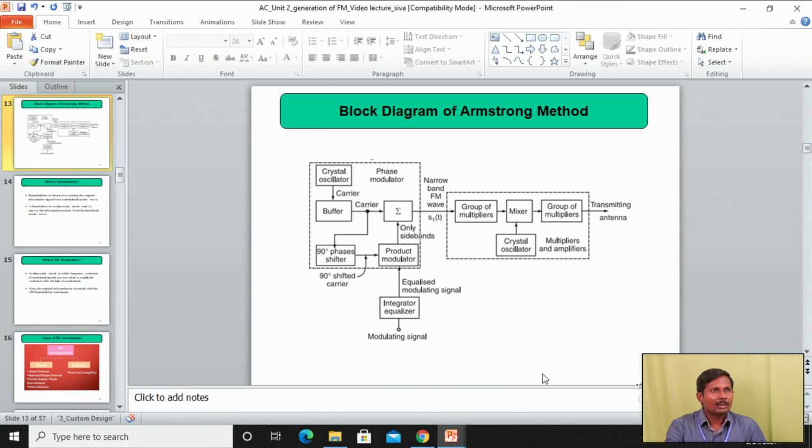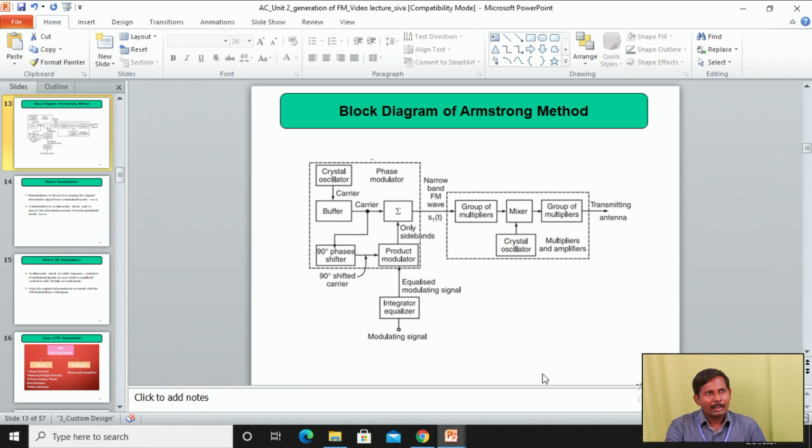As we discussed earlier, in the indirect method the LC oscillator is replaced by the crystal oscillator. One of the limitations present in the direct method is stability. The stability is not able to be maintained because of the LC tuned circuit which is present in the direct method. So here the LC oscillator circuit is replaced by the crystal oscillator, which is used to generate the carrier signal.